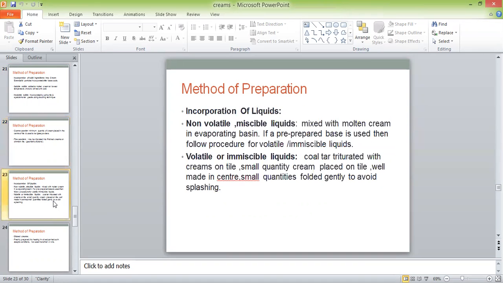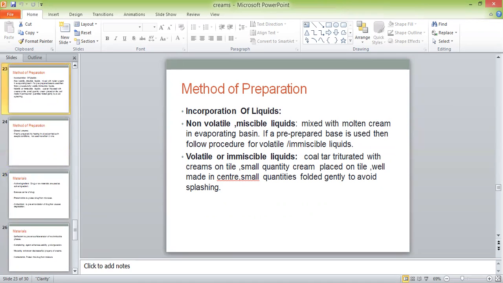Then we have incorporation of liquids: different liquids, how to incorporate them in the bases or in the creams. There are non-volatile liquids which will not evaporate, and they are miscible liquids. The method to mix them with the molten cream is that they are mixed with the cream in an evaporating basin, and if a pre-prepared base is used, then you have to follow the procedure which we are going to study for the volatile and immiscible liquids.